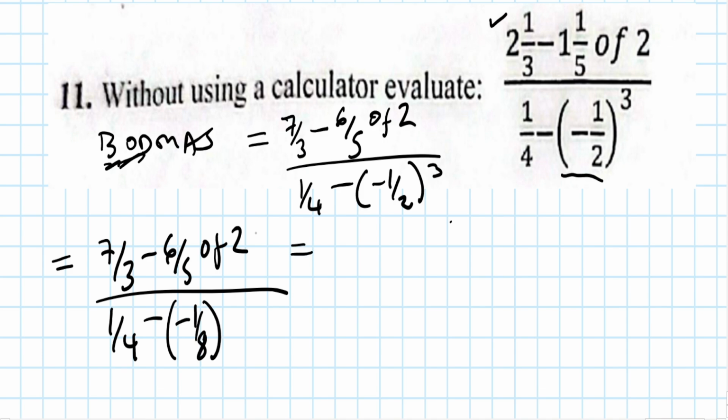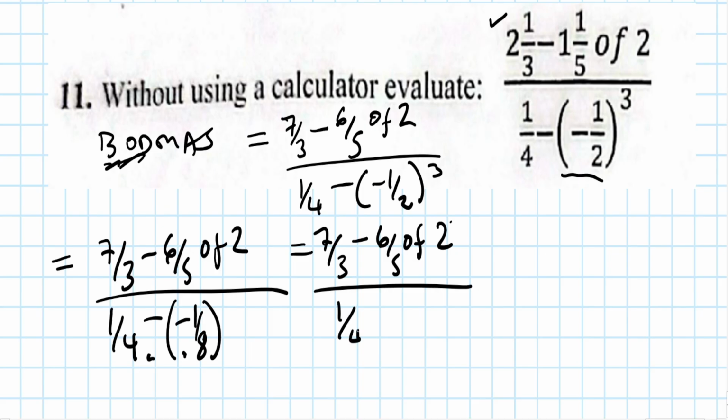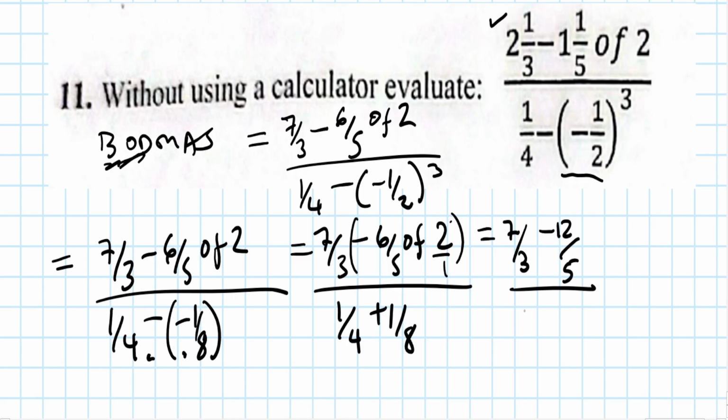The next step, obviously, you haven't opened the bracket yet. 7/3 minus 6/5 of 2. This is going to be minus and minus, minus going to be a quarter plus 1/8. Now let's go to the of this and this. So 6/5 times 2. Of is just multiplication, but we start with of first. Minus 6/5 times 2 is minus 12/5 over a quarter plus 1/8.